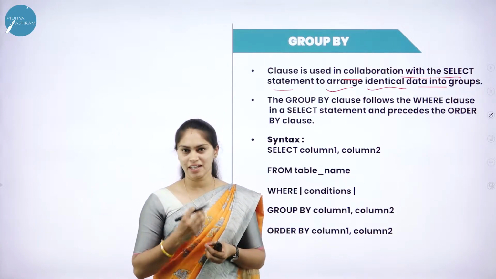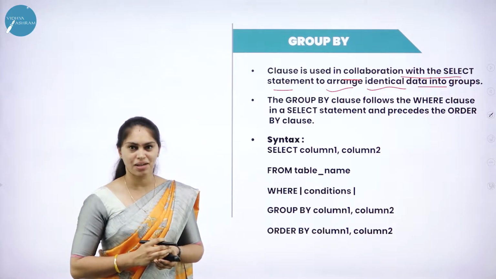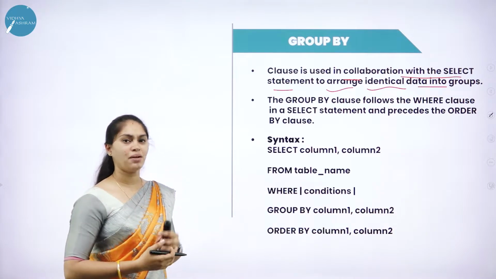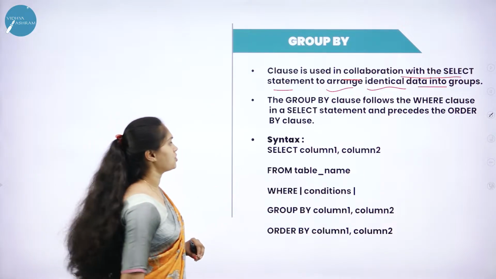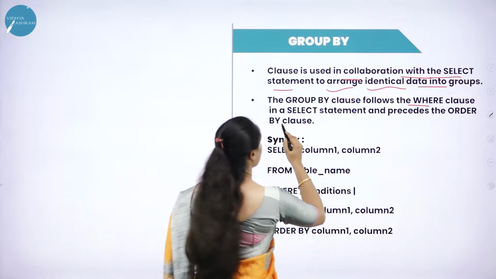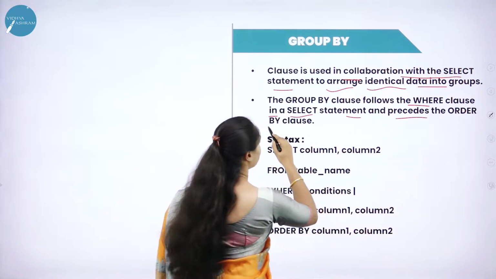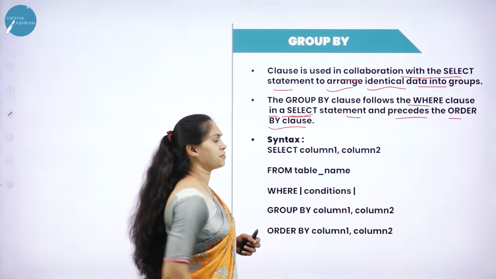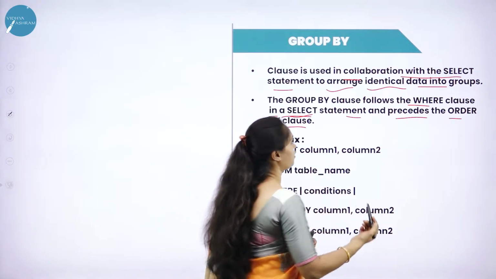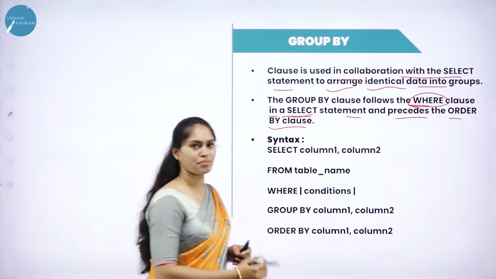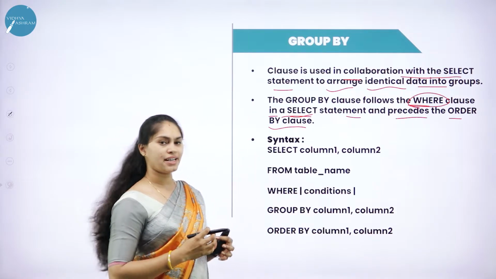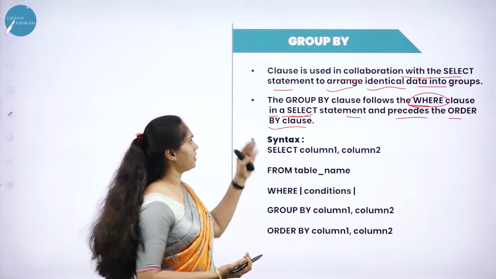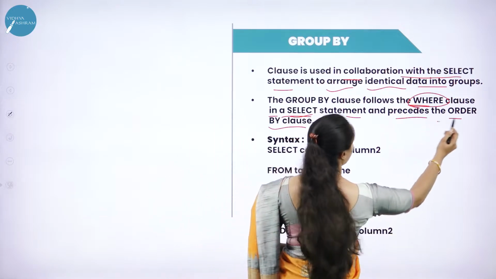If I want to select a particular column from my table, then we are going to use the select statement. In that I'm going to group some of the identical data as a group. For that purpose, we are going to have this group by. This group by clause follows the where clause in a select statement and precedes the order by clause. How are we going to use this group by clause? It will be used with the select statement. That select statement will be followed by the where clause. If I want to group some identical data into groups based on some condition, then I have to use that where. After that I will take the group by, then I can use the order by clause.